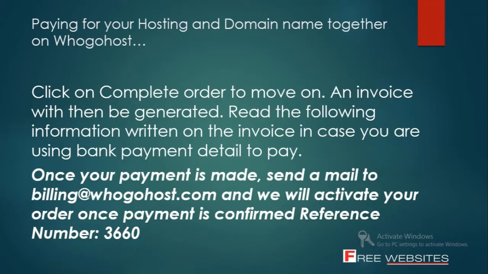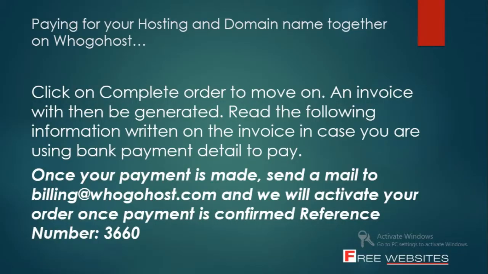An invoice will then be generated. Read the following information written on the invoice in case you are using bank payment detail to copy. So in case you are insisting that it is bank payment I want to use, I want to go to the bank, okay, here is the information for you. So the information is what I'll read now. It said, once your payment is made, send a mail to billing@ugohost.com and we will activate your order once payment is confirmed. Reference number 3660.